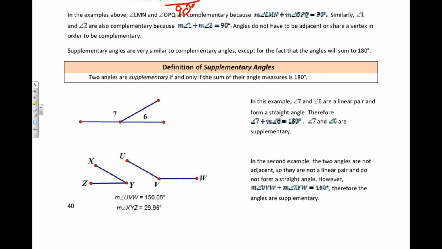Whereas below, my second example, UVW and XYZ, those two angles are supplementary, but they're not a linear pair because they're not adjacent. They don't share a common side. So we can say that they're supplementary because they add to 180, but we cannot say they're a linear pair. So just a couple little details there for y'all to remember.